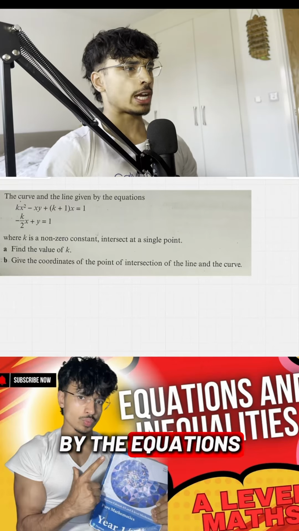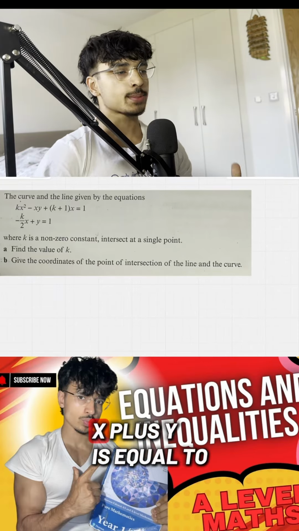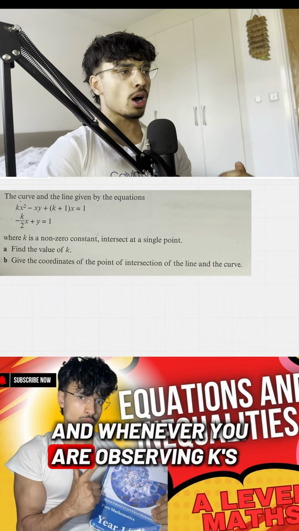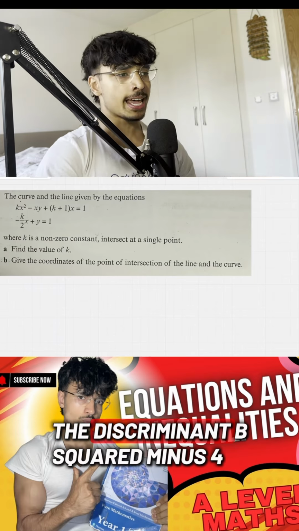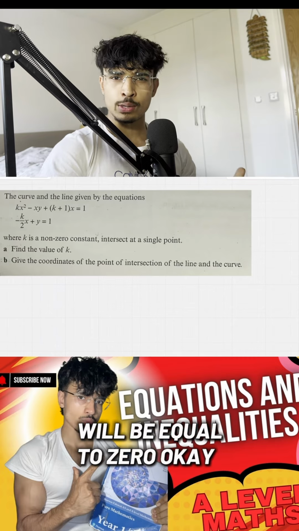The curve and the line given by the equations kx squared minus xy plus (k plus 1)x is equal to 1 and minus k over 2 x plus y is equal to 1, where k is a non-zero constant, intersect at a single point. Now, whenever you are observing k's and x's, something should be screaming out towards you. The discriminant, b squared minus 4ac. We know that it intersects at a single point, therefore b squared minus 4ac will be equal to 0.